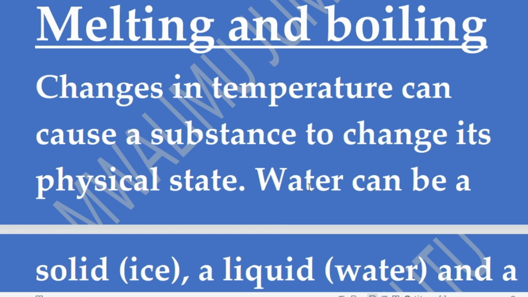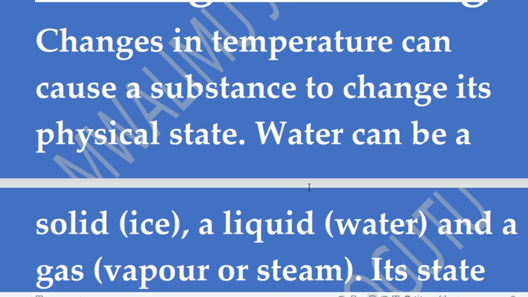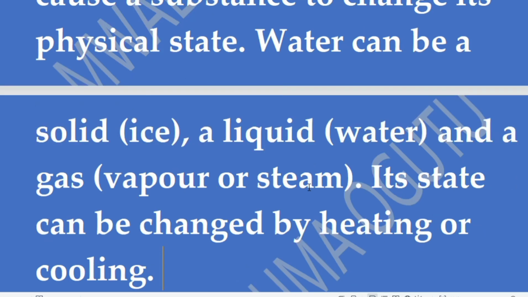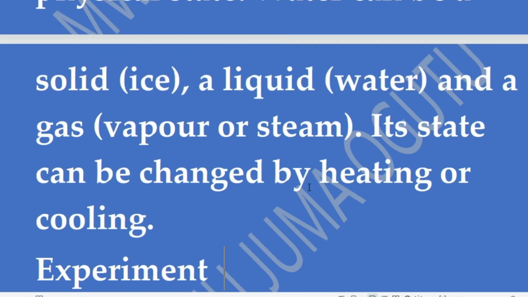So we are saying that water can be solid, that is ice, liquid, that is water, and then gas, vapor or steam. Its state can be changed by heating or cooling. Water changes from solid, which is ice, through heating. Liquid water can also be changed back to a solid, which is ice, through cooling.